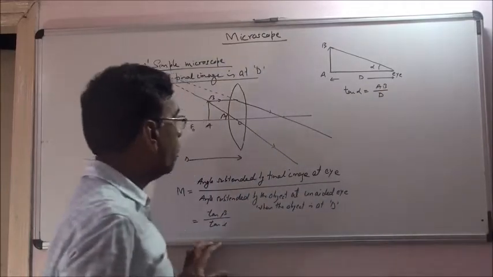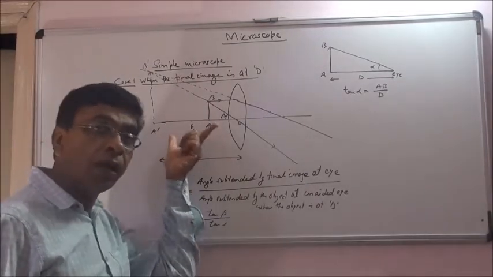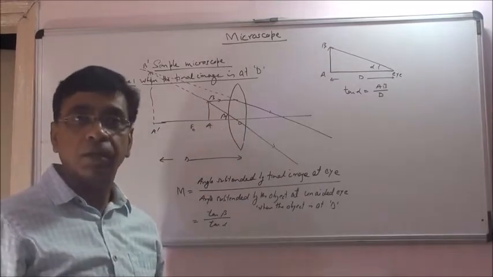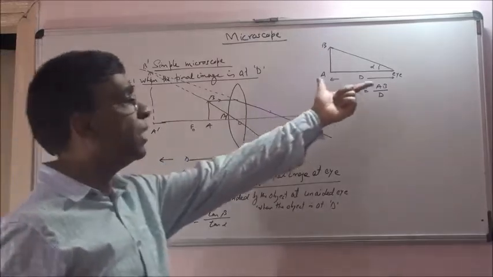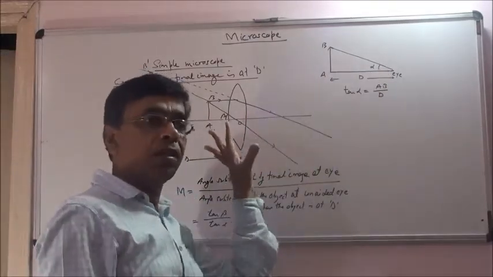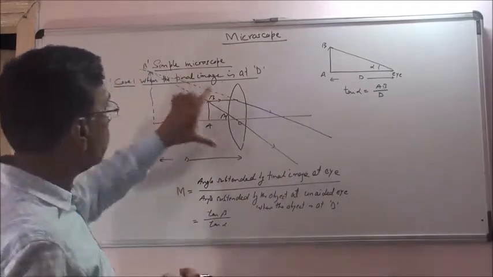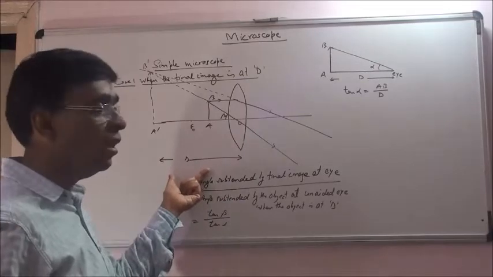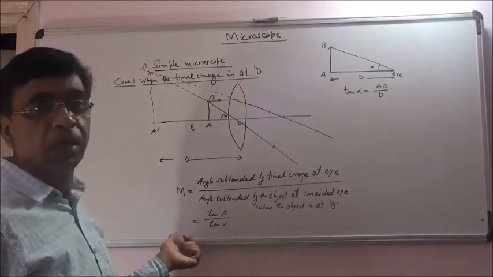But keep in mind, when the final image is formed at least distance of distinct vision, at that moment the object is not at a distance of D. The object is at some other distance. You have to first keep the object at distance D without using the lens, at 25 centimeters, see what the visual angle is, and then use the lens. Now adjust the distance till the final image is at D and now measure the angle. The ratio of these two angles will be the magnifying power.